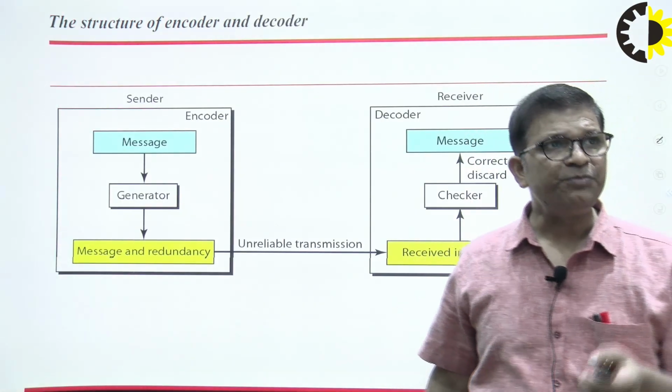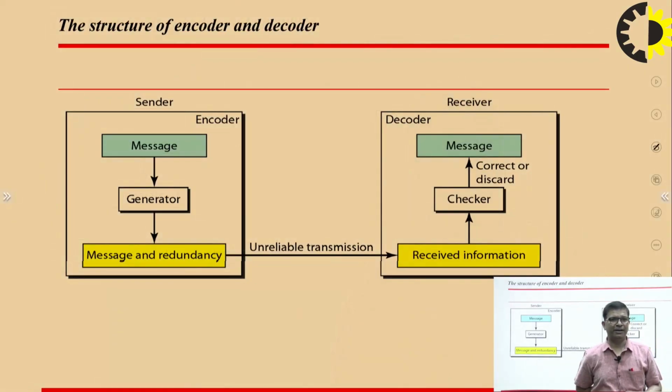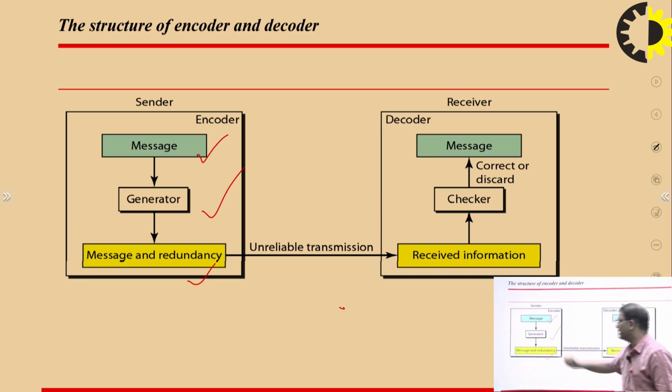So this is the structure of encoder and decoder. For example, message, generator, message and redundancy. Unreliable transmission through any communication media. All communication channels are unreliable transmission, because some distortion, some attenuation, some noise is added, and your data is changed during the data transmission; some hackers are there. So this is unreliable transmission. When you receive the information, you check the message, then correct or discard. If the data is correct, you can easily receive the data.